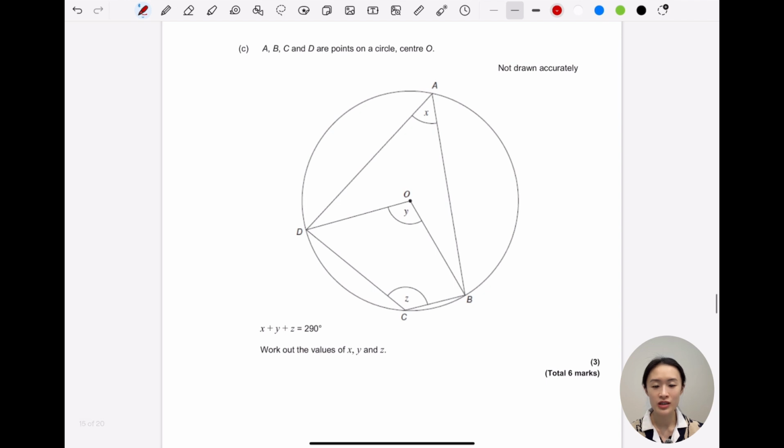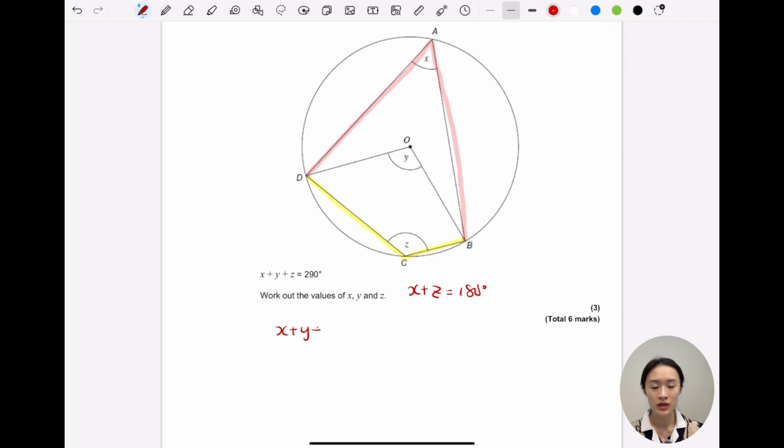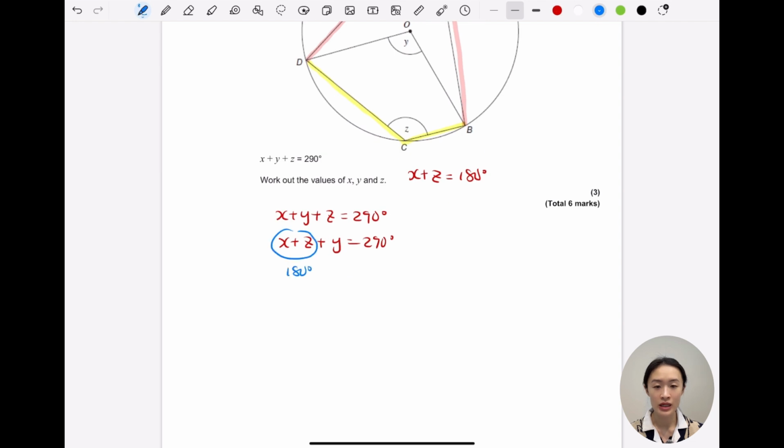Okay, so now moving on to the final part. In this question, we are told that A, B, C, D are on the circle, and we're also told that x plus y plus z is 290, and we need to work out the values of x, y, z. So straight away, we can see from the picture, x plus z is 180. Okay, so start from x plus y plus z is 290. Because we know x plus z is 180, we can work out that y is 110.